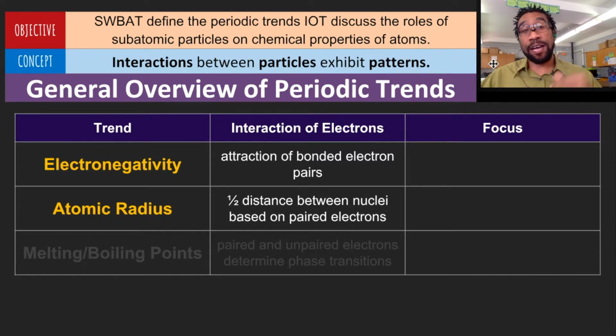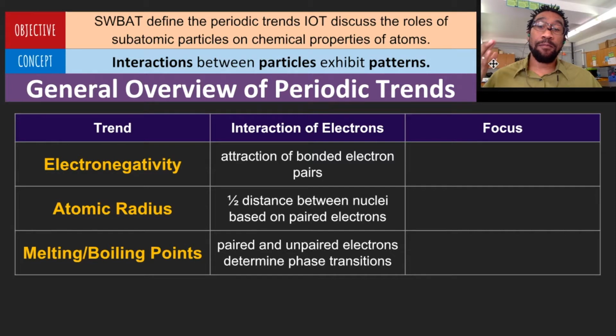And then the final periodic trend that I decided to throw in with this batch is the melting and boiling points, which is based on, again, paired or even unpaired electrons. Those paired and unpaired electrons actually determine the phase transitions. Phase transitions is really just the fancy general term for melting, boiling, evaporating, all that stuff, but specifically focusing on melting and boiling points. So why did I put these together again?